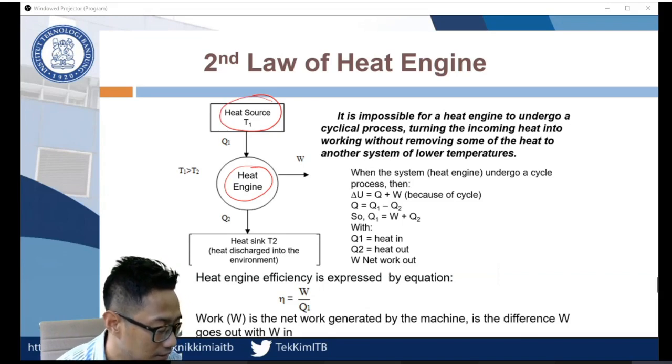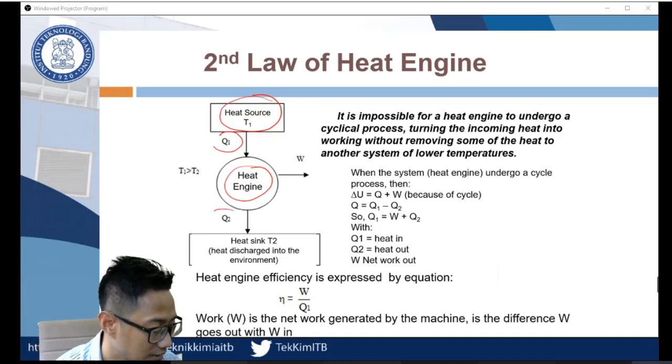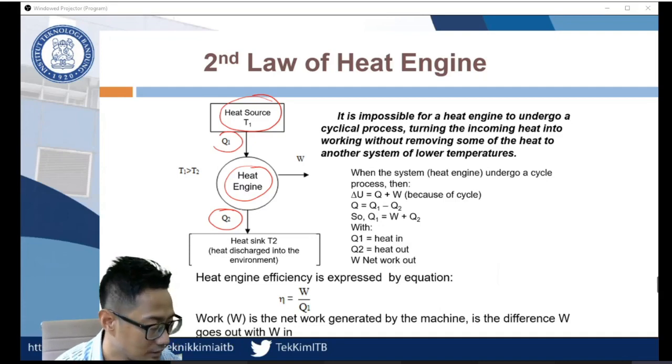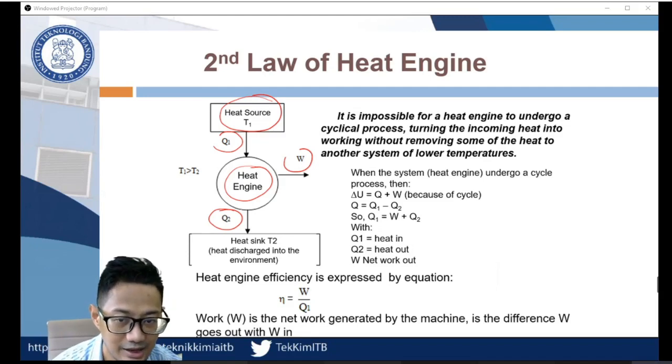T1 will supply heat to the heat engine. We denote this as Q1, and the heat engine will release the additional unused energy in terms of heat. We denote this as Q2. Actually, the idea of the heat engine is to transform the energy from the heat into work. So that is the basic idea.